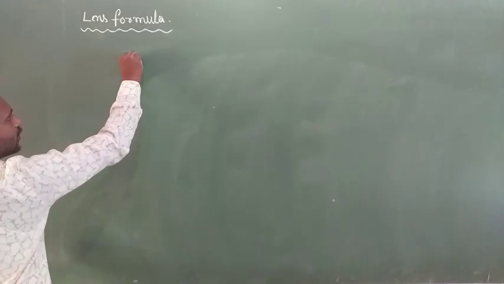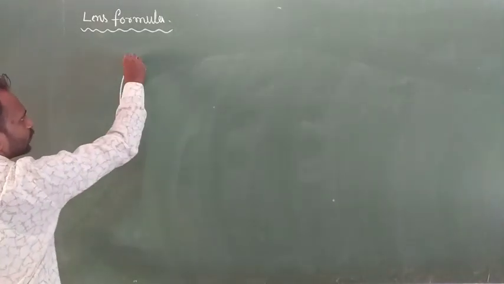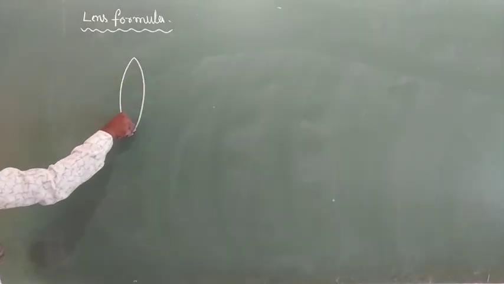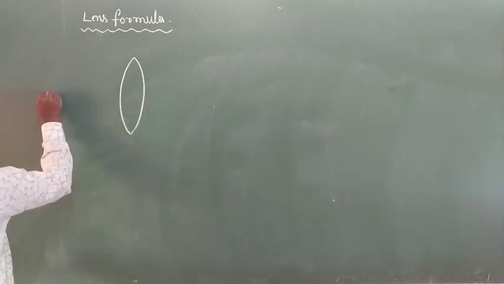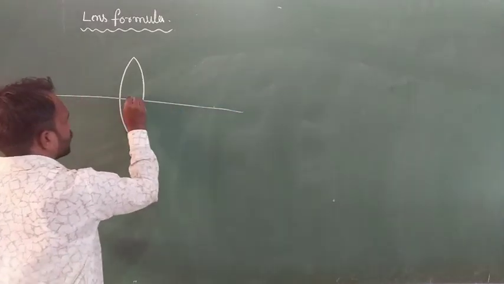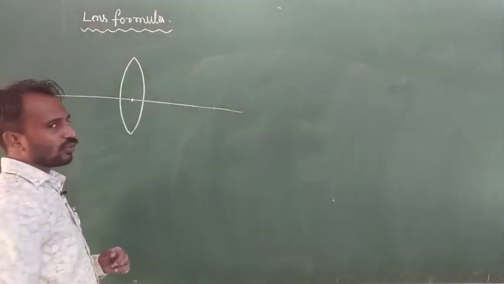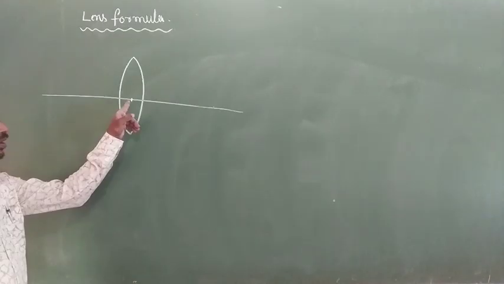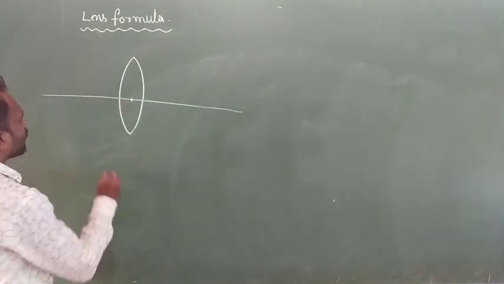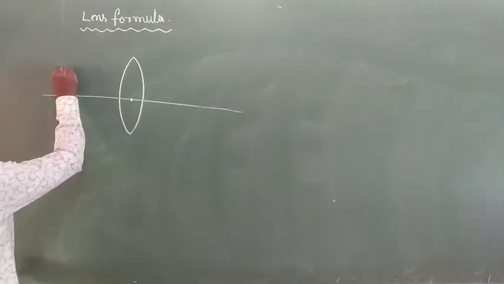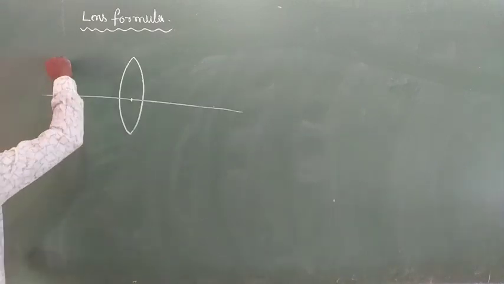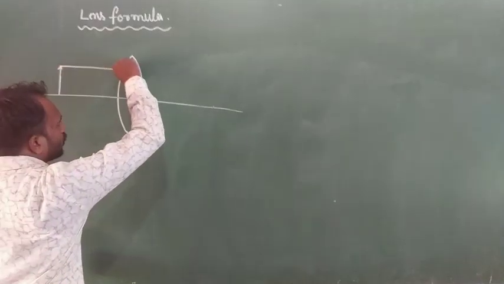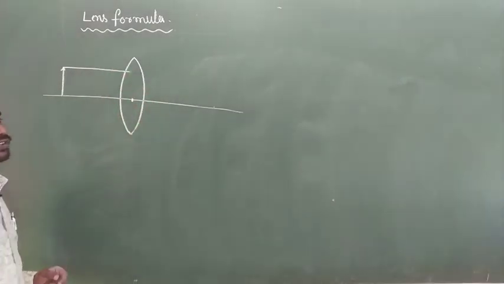So here we consider a convex lens. This is the principal axis, which passes through the center, the optic center. Somewhere I will place an object, and this is the incident ray, incident on a surface, the refracting surface of a lens.